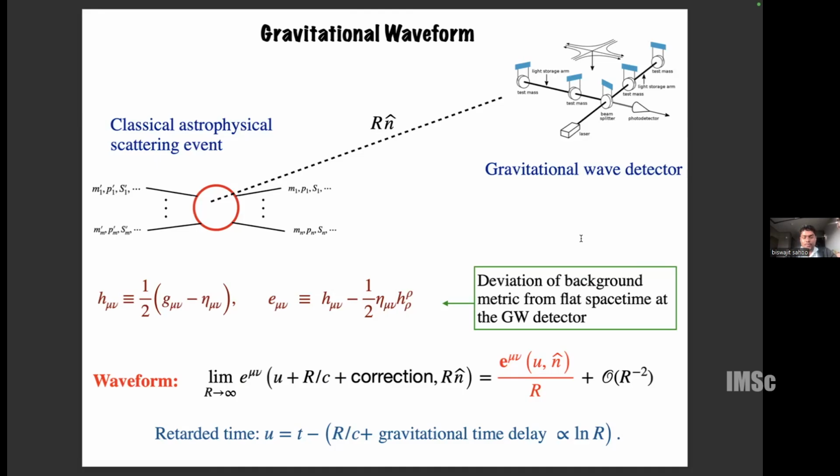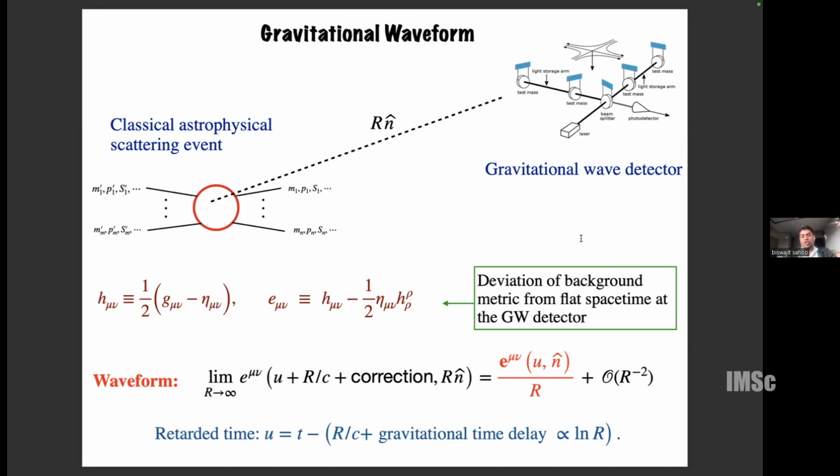Now what is the waveform? So the waveform is basically, first you can think of from this scattering event, the time the gravitational wave takes to reach the detector is basically the distance r over the speed of light.